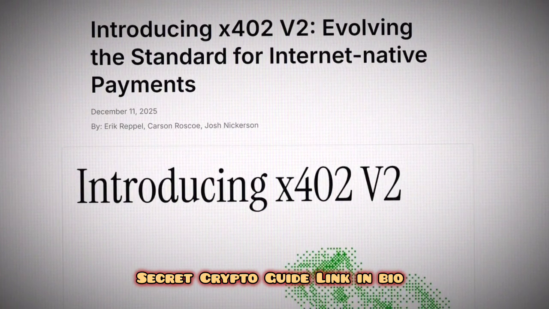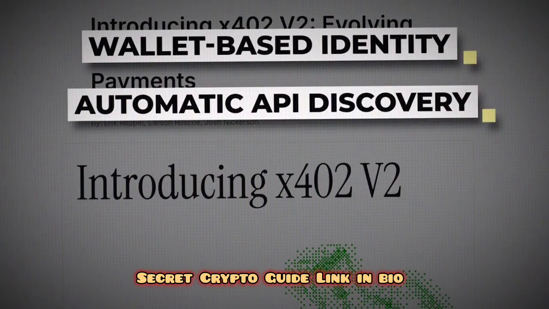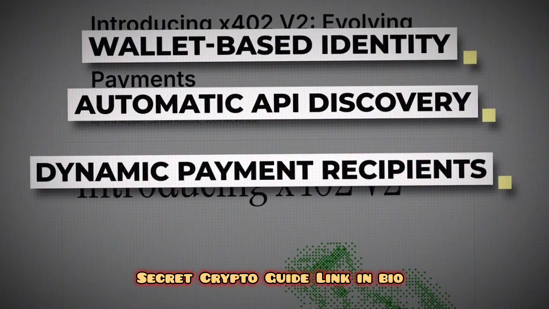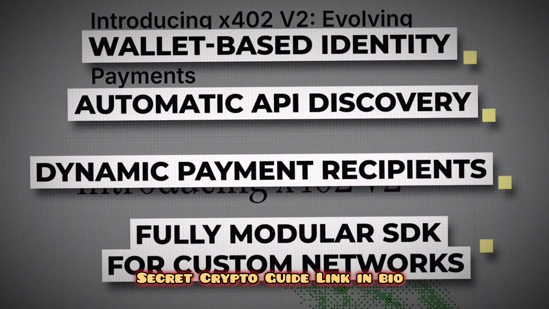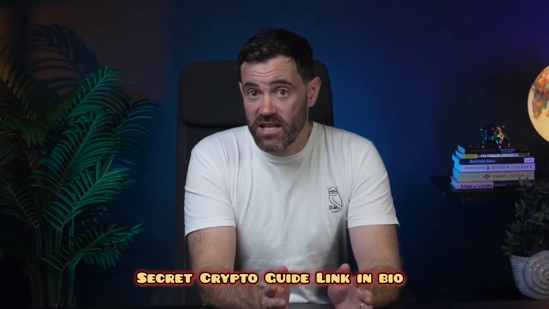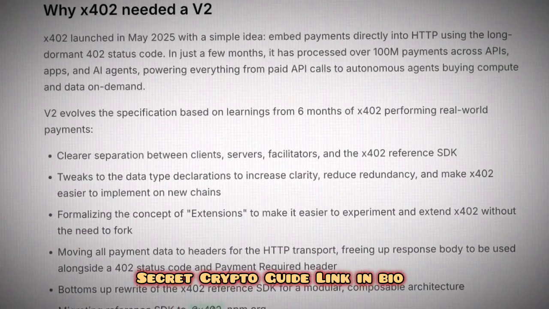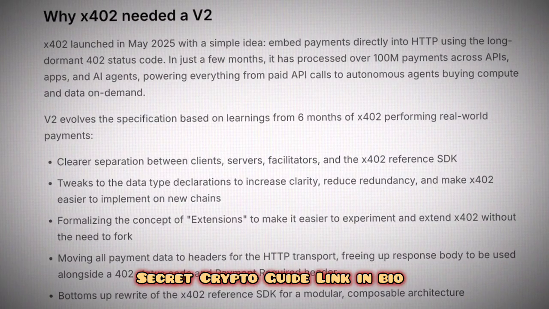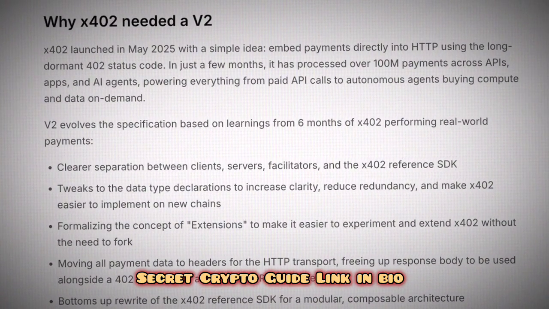months after the original. Basically, X402 v2 introduced wallet-based identity, automatic API discovery, dynamic payment recipients, and a fully modular SDK for custom networks. Now, this SDK simplifies custom payment flows, wallet and identity features, and support for legacy payment rails. The biggest change, though, is that version 2 standardizes network and asset identification, making X402 multi-chain by default.